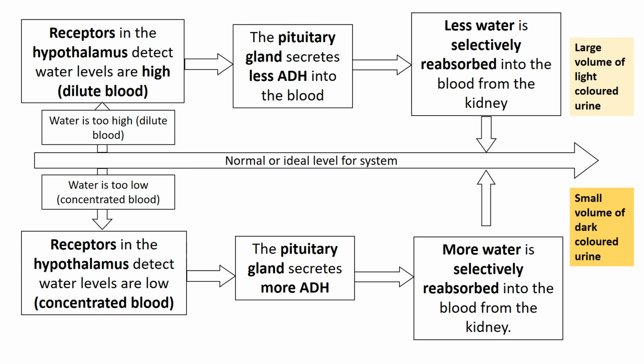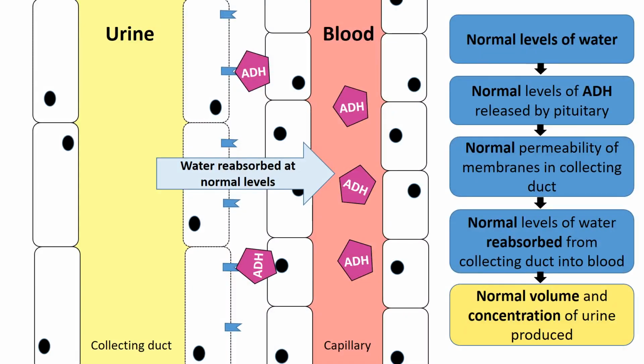So here's a diagram that really shows you what is happening in the collecting duct and the capillary. So you can see in normal levels of water, normal levels of ADH are released, and the ADH will bind to these receptors here in the collecting duct on those cells, and you will get the normal permeability of the cell. So normal water levels are reabsorbed and a normal volume and concentration of urine is produced.